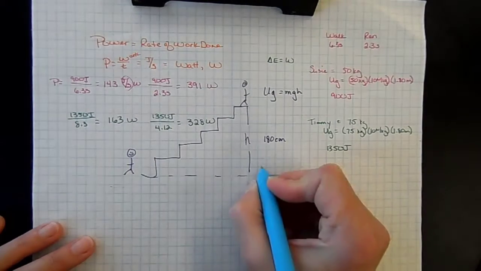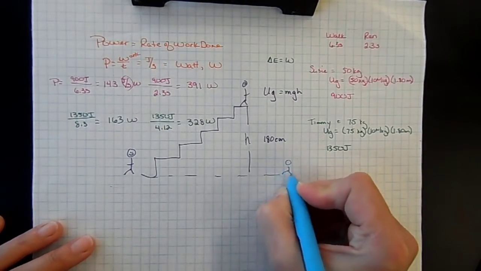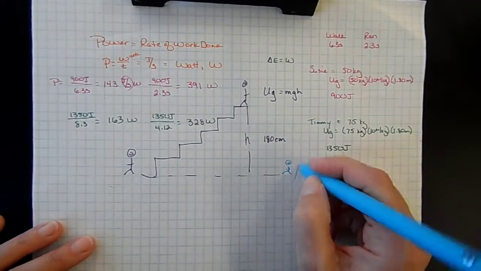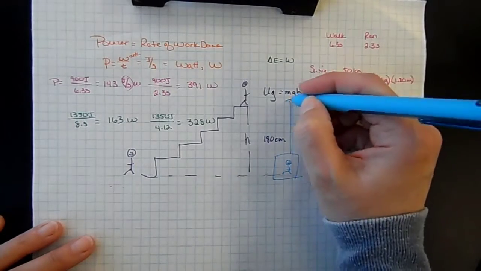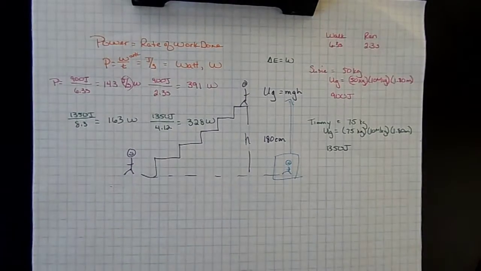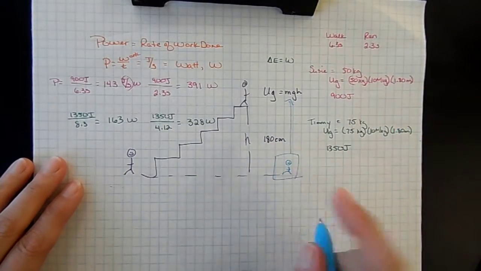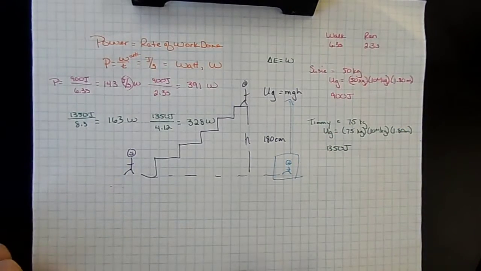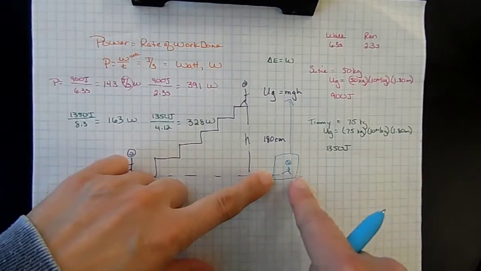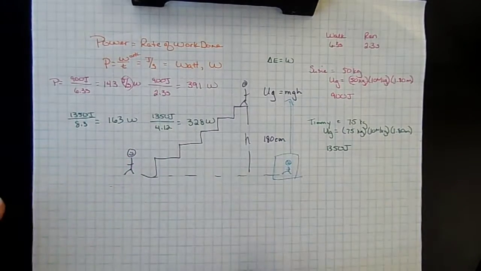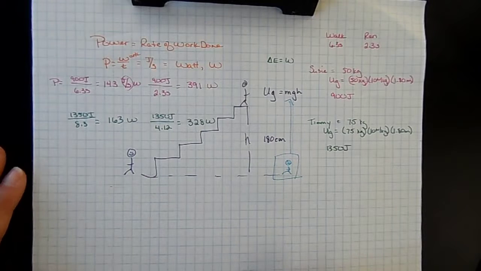What if George comes along here and takes the elevator to the top of the stairs? Let's just say that he has the same mass as Susie. He has a mass of 50 kilograms. Okay. What is his amount of work done? He looks kind of weird there. All right. What is the amount of work that he has to do in the elevator, or the elevator has to do on him, to get him to the top of the stairs?